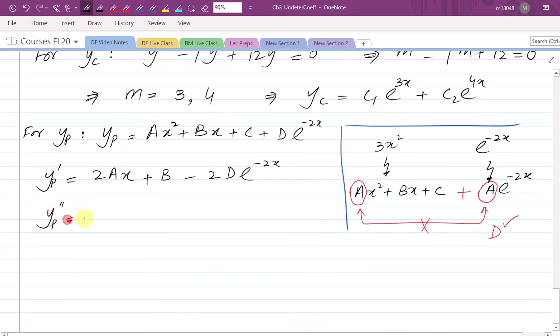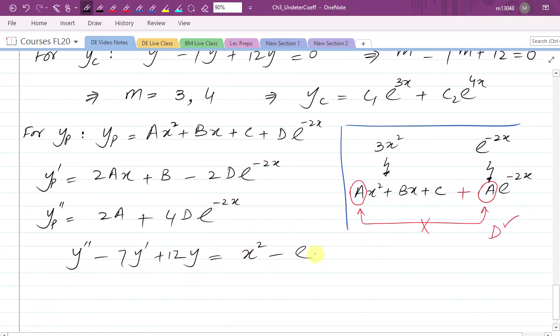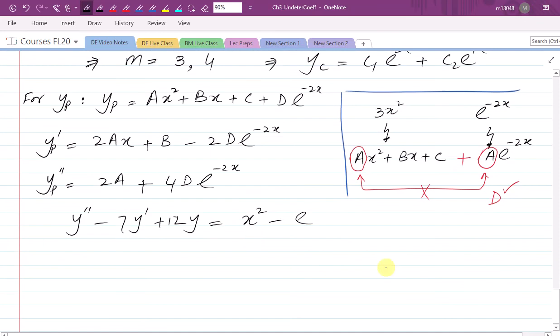Yp double prime is 2a, b becomes 0 again, minus, because plus 4, another minus 2. Now we put the values into the equation, y double prime minus 7y prime plus 12y equals x square minus, was it x square? 3x square, e raised to minus 2x.